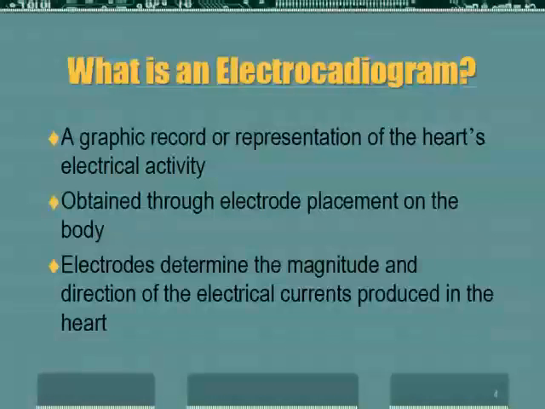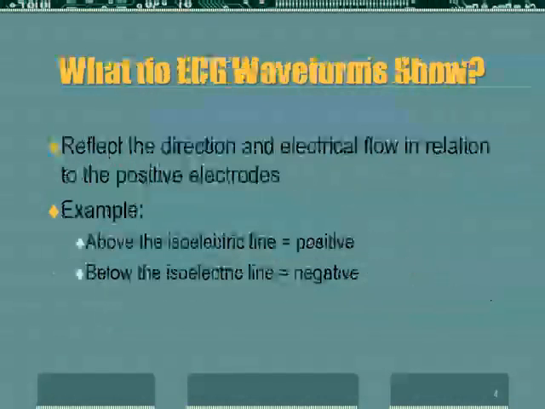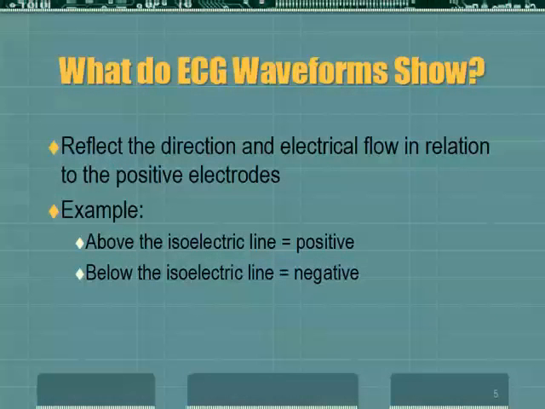If we look at what exactly an electrocardiogram is, it's a graphic record and representation of the heart's electrical activity. We covered this in the very first cardiac lecture. It's obtained through electrode placement on the body, and the electrodes determine the magnitude and direction of the electrical currents that are produced in the heart. The ECG waveforms show the direction of electrical flow in relation to positive electrodes on the body.